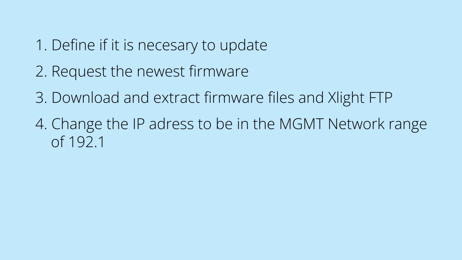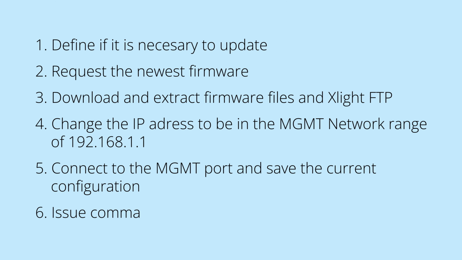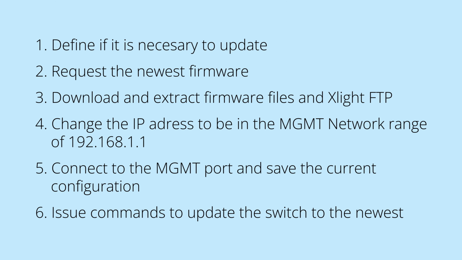4. We'll be changing our IP address to be in the 192.168.1.1 network address for the management port. We'll be connecting into the switch and making sure FTP traffic is not blocked. The safest solution would be to allow FTP traffic through your firewall. Save the current configuration with palconf save. Issue commands to install the newest firmware, and then we will reboot the switch with a command and verify that the version is the correct version.